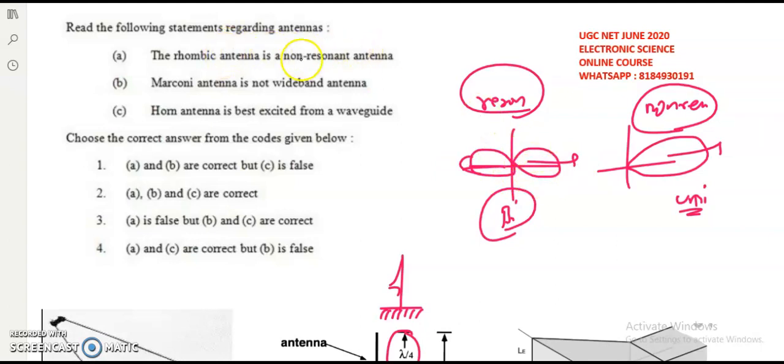But the rhombic antenna is a unidirectional antenna. That means it is a non-resonant antenna. And the Marconi antenna is not a wideband antenna. Okay, it has a narrow band, so it's also the correct thing.